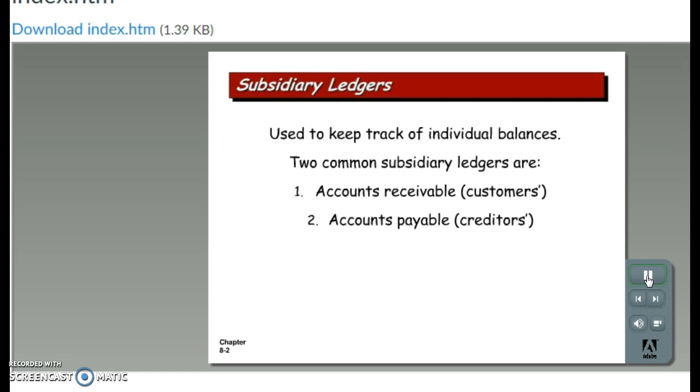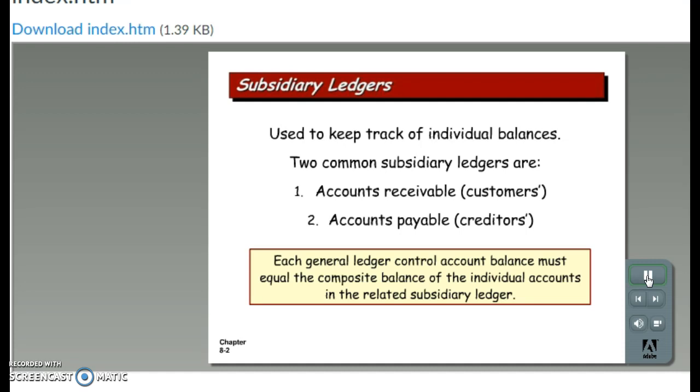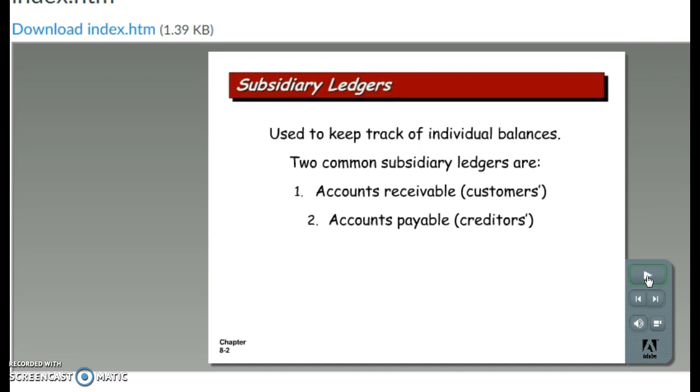Subsidiary ledgers keep track of individual balances. Two common subsidiary ledgers are the accounts receivable, which contains the individual customer's activity, and the accounts payable subsidiary ledger that contains the details of the company's creditors. The total of the individual subsidiary ledger balances must equal the balance in the general ledger control account, as will be demonstrated in the next slide.